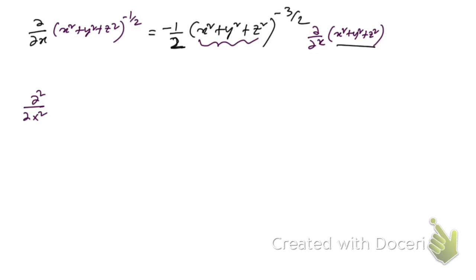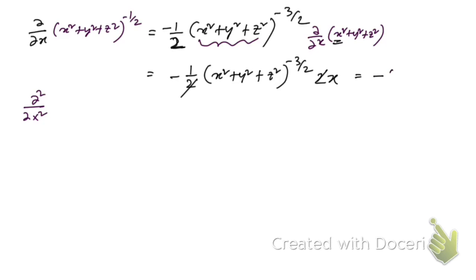Now if you differentiate this, then what are you going to have? You're going to have twice x, right? The derivative of x squared is twice x. So we're going to have minus half (x square plus y square plus z square) to the power minus 3 by 2, times twice x, right? And the 2 cancels, so we end up getting minus (x square plus y square plus z square) to the power minus 3 by 2, into x. That's what we're going to have.